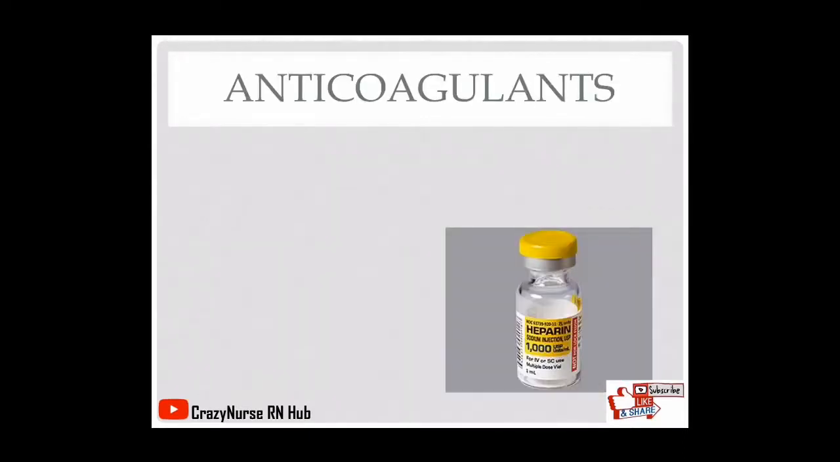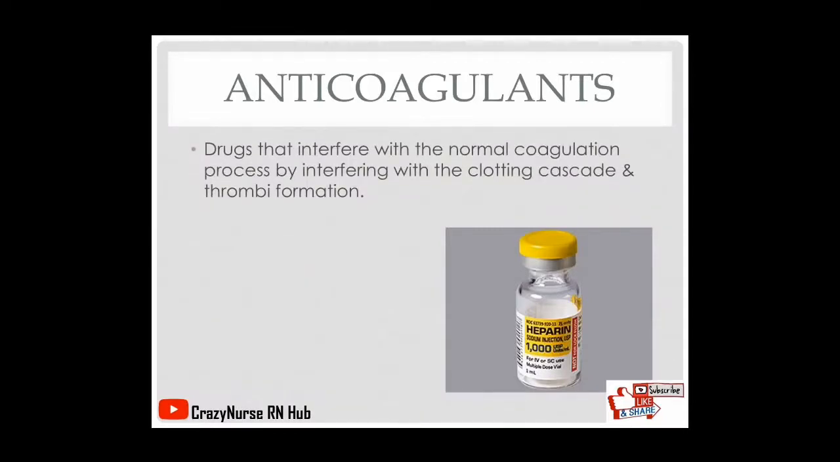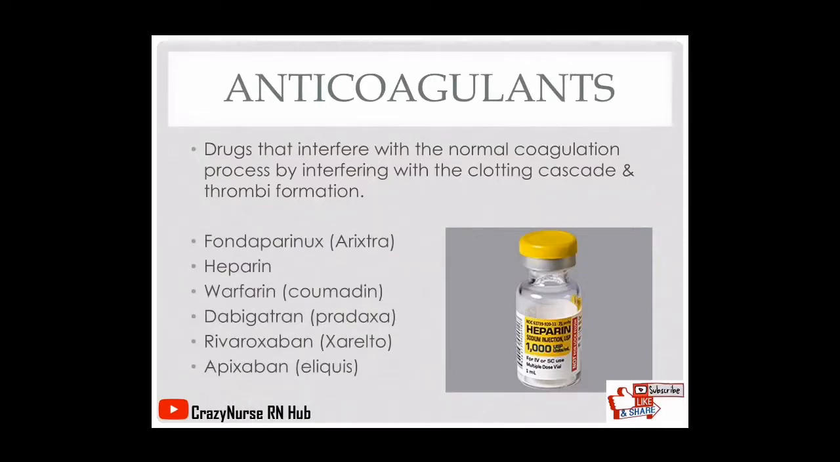Now let's proceed to your anticoagulants. These are drugs that interfere with the normal coagulation process by interfering with the clotting cascade and thrombi formation. Examples are your fondaparinux or Arixtra, heparin, warfarin or Coumadin, dabigatran or Pradaxa, rivaroxaban or Xarelto, apixaban or Eliquis. May I just emphasize the two most common anticoagulants? We have your heparin and warfarin. If you have heparin overdose, the antidote for that is protamine sulfate. And if you have an overdose of warfarin, the antidote is vitamin K.